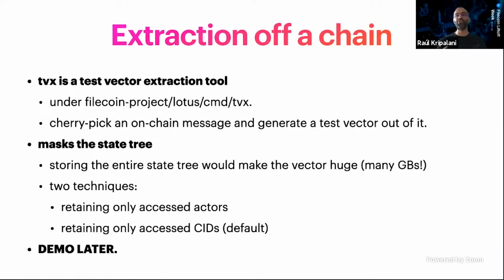Say, for example, right now the chain is at height 170,000 or something like that. If we had to extract the entire state tree to be able to run one message, that vector would be gigabytes big, right? So we can't do this. What the tool does is it masks and filters the state tree such that we only retain actors or CIDs that were effectively accessed during the execution of the particular thing that we're applying, whether it's a message or a tipset or whatever. I'll show you a demo of how this works in a few minutes.